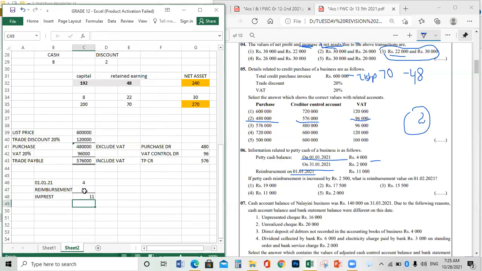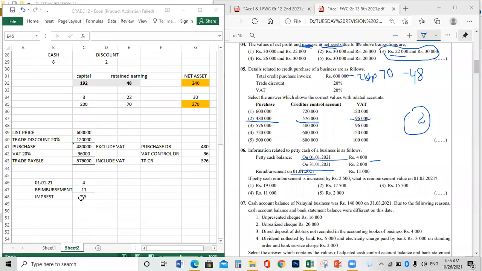Guys, don't just give me values. Please think a little before you answer. Okay, how did I get 15,000? At the starting date, you had 4,000, and then after that, they have reimbursed 11,000. So the interest value is going to be 15,000. Now they say if the petty cash reimbursement increased by 2,500, what is the reimbursement value on 1st of February?